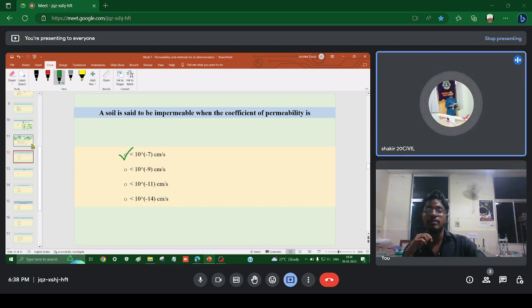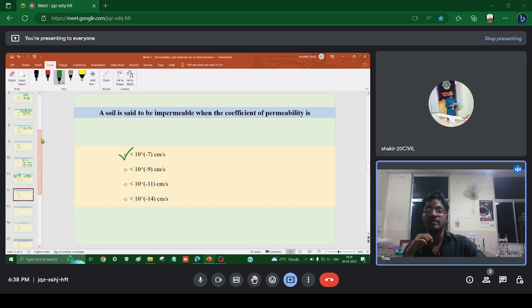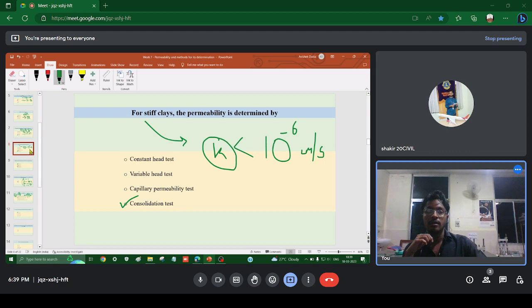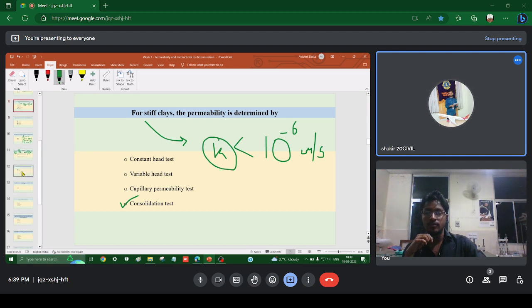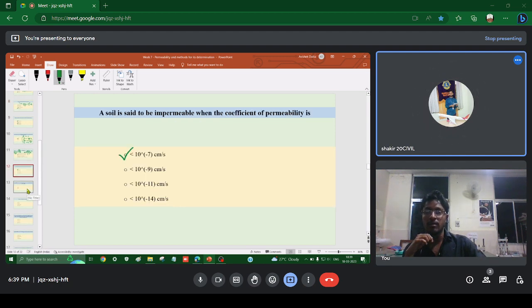See, I have told in the previous question, right? 10 to the power minus 6 centimeter per second we take for the stiff clays. Then the maximum value will be 10 to the power minus 7 centimeter per second.